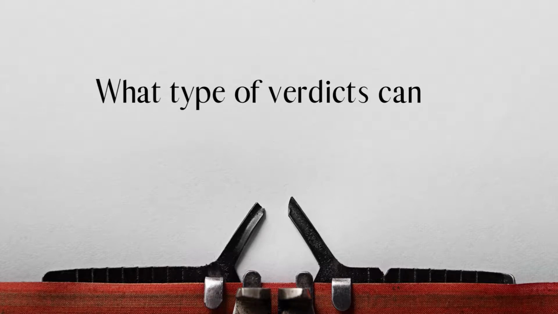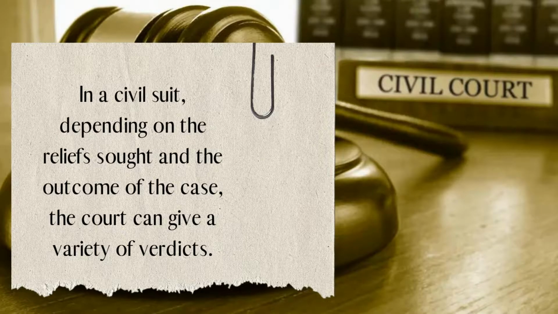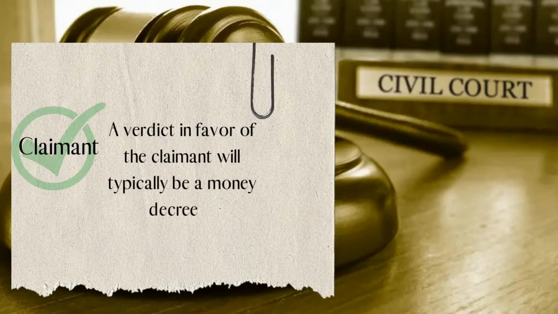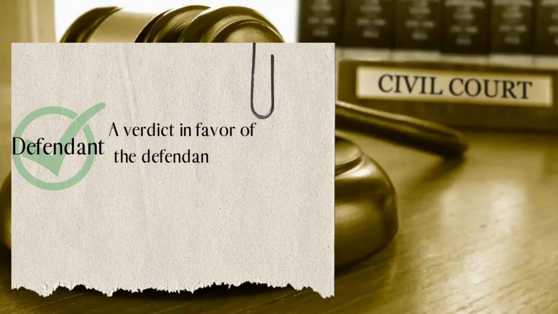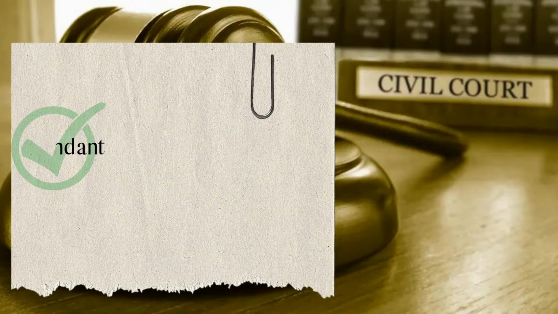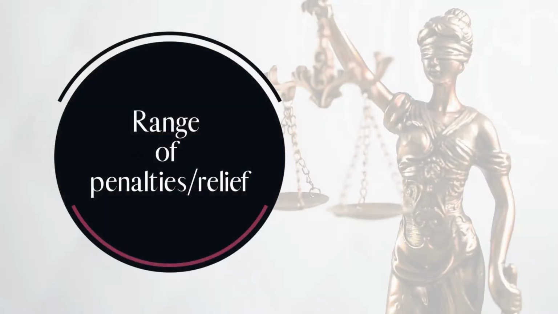What types of verdicts can the court give? Civil law. In a civil suit, depending on the relief sought and the outcome of the case, the courts can give a variety of verdicts. A verdict in favor of the claimant will typically be a money decree, a declaratory decree, or both. A verdict in favor of the defendant may result in the claimant being ordered to pay costs, if necessary. Criminal law. In criminal matters, the verdict can be either a conviction or an acquittal. Where more than one person is accused, the court can convict some parties and acquit the rest.